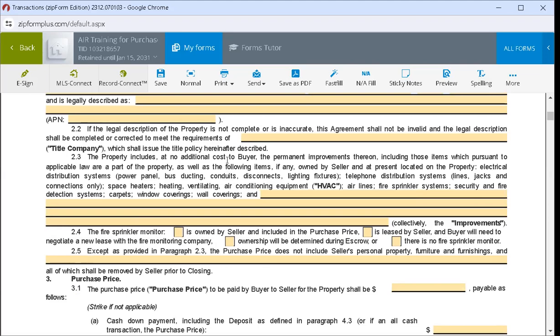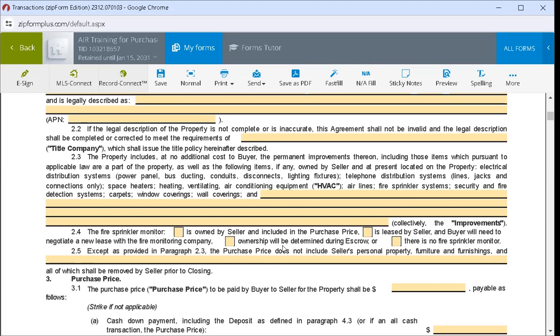Listing agents and buyer's agent, if there is a lease on a fire sprinkler, make sure that you have the copy ready to supply to the buyer so that they can read it and negotiate a new lease with the monitoring company. One that we see commonly checked is the ownership.